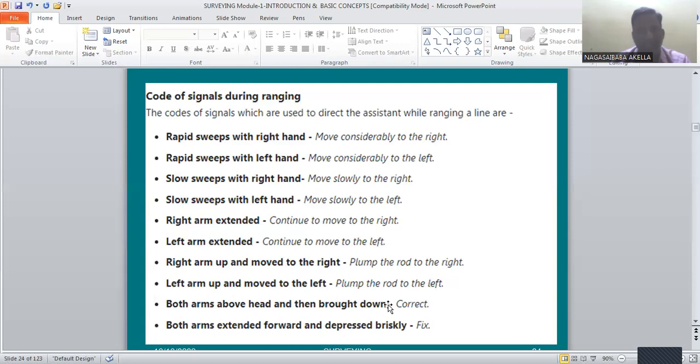The point is correct. For that, you have to show like this. Both arms extended forward and depressed briskly. That means, yes, correct. You can fix the ranging rod. So these are the code of signals during ranging.